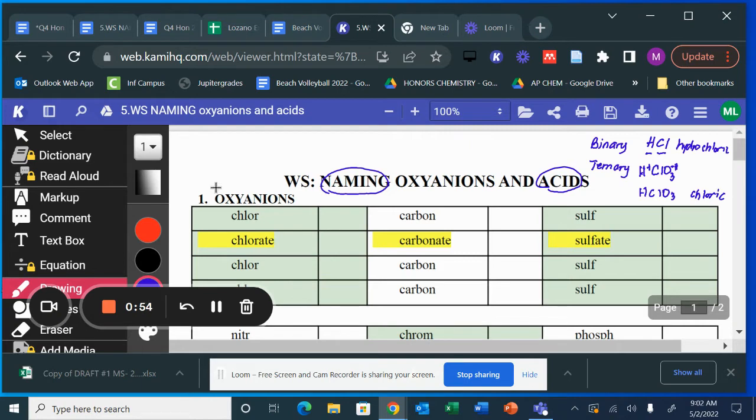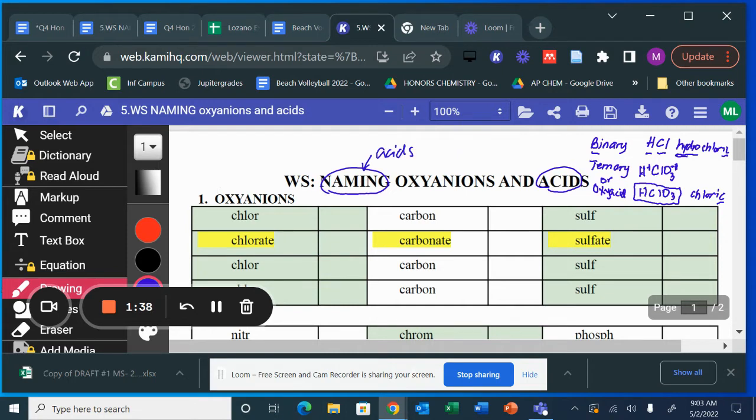Okay, so the difference between binary and ternary: binary has the hydro in the front, and ternary doesn't. The way I remember it, binary has two items, a prefix and a suffix, while ternary does not have two items, just ic. Okay, so the ternary acid, sometimes they call it oxyacid. Why do you think it's called oxyacid? That's correct, because it has oxygen in it. So in this lesson, we will be learning more different oxyacids. Okay, so we will be naming acids.